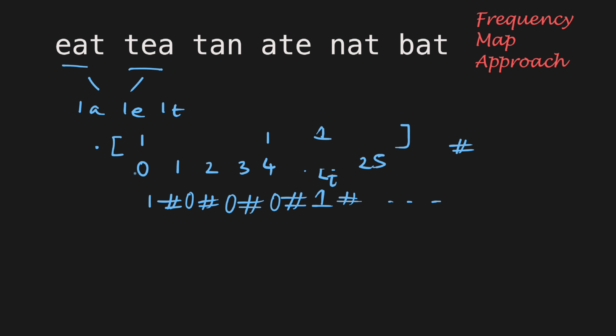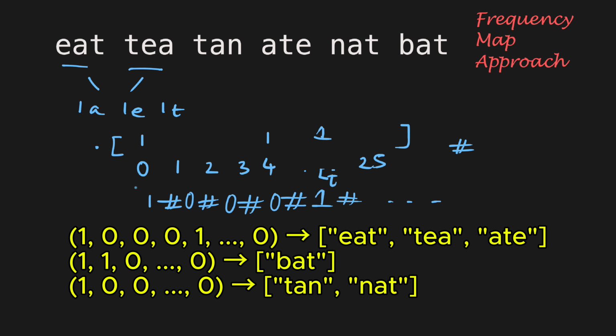If it does, we group the anagrams by appending the original string to its value list. If it doesn't, we add a new key-value pair where the frequency mapping is the key and the original string is the value. And once all strings are processed, we end up with a mapping like this, where all values represent the grouped anagrams, which we can finally return as the answer.